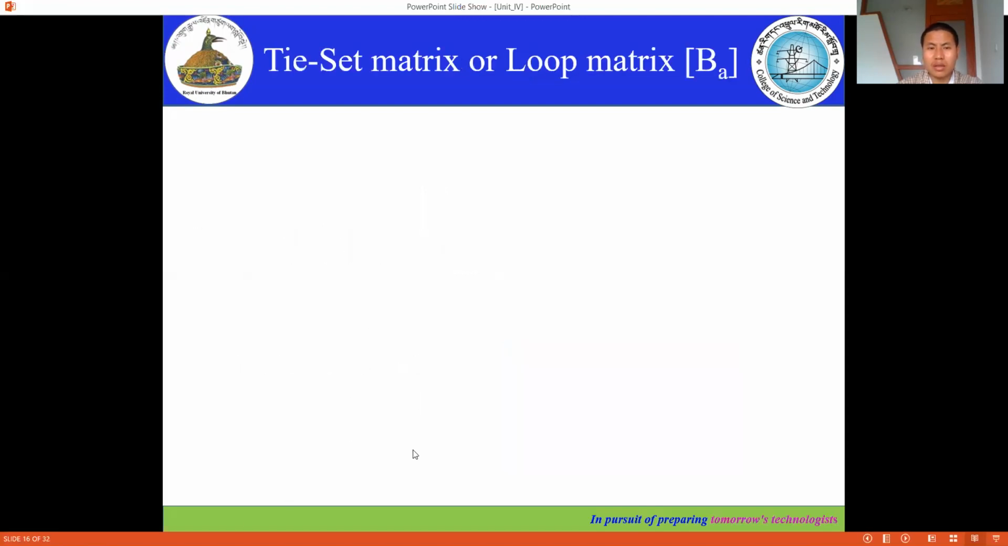So that's it. And then in the next class, we're going to discuss the tie-set matrix or the loop matrix, which is represented by P subscript A.